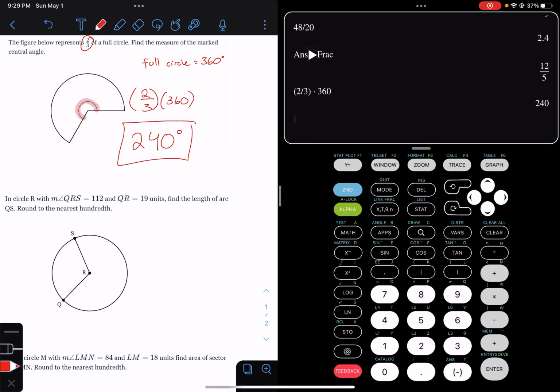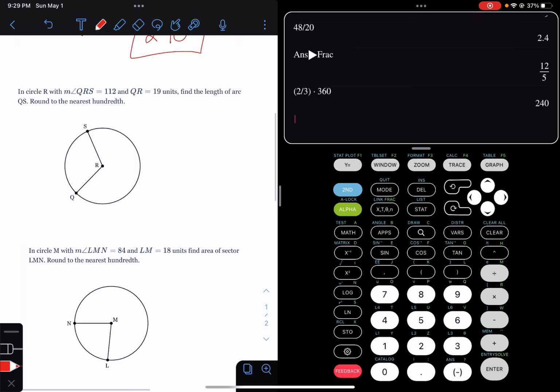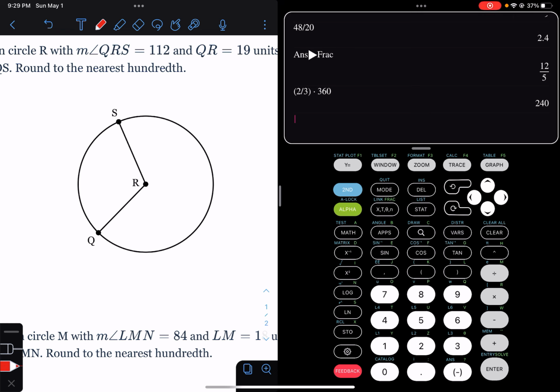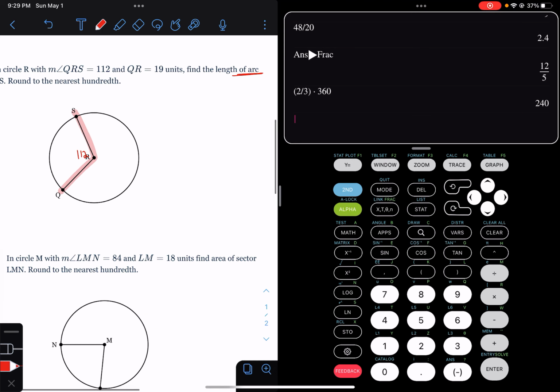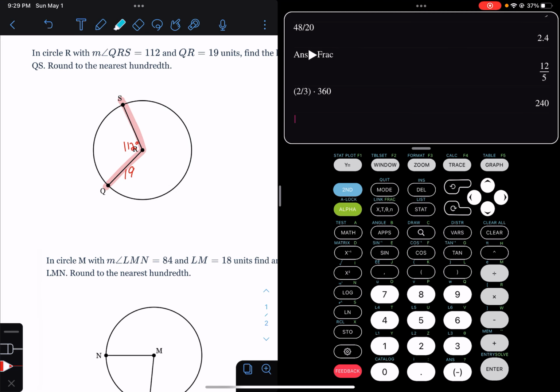That's essentially what we're doing when we are trying to find the arc length or sector area. We have to use that portion of the circle that we're interested in. Now here, they want us to find the arc length of this circle. First off, they tell us that QRS, which is this thing here, is equal to 112. Then they tell us that QR is equal to 19, and they want us to find the arc length QS.